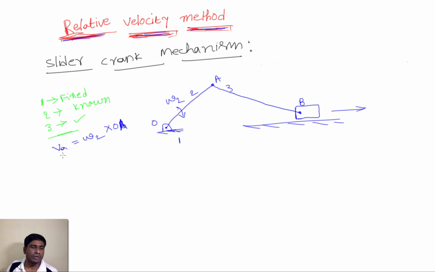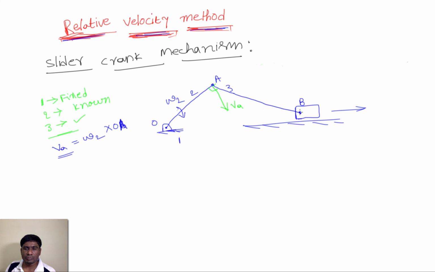So we know the value of VA, and what is its direction? Its direction is like this, because in this instance this is rotating in the clockwise direction, so the velocity VA should be perpendicular to the link joining O and A. So this is like this.